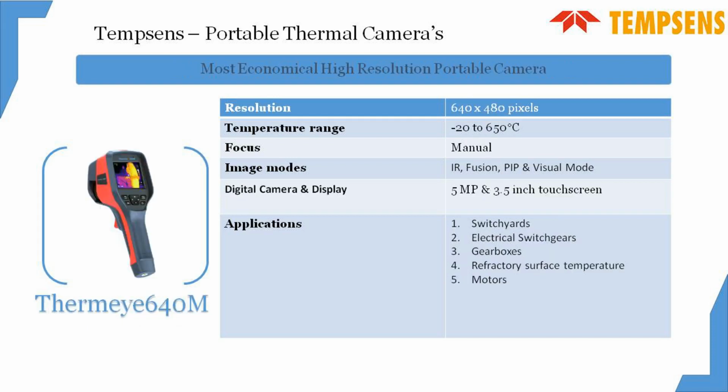This is our most economical high resolution portable camera. It is one of the most economical 640 into 480 pixel cameras you will be getting in the market. It has a temperature range of -20 to 650 degrees Celsius. Focus manual. Image modes: IR, fusion, picture in picture and visual mode. Digital camera and display: 5 megapixel is the digital camera, and display is a 3.5 inch touch screen. Applications: switch yard, electrical panel, gearboxes, refractory surface temperature and motors.